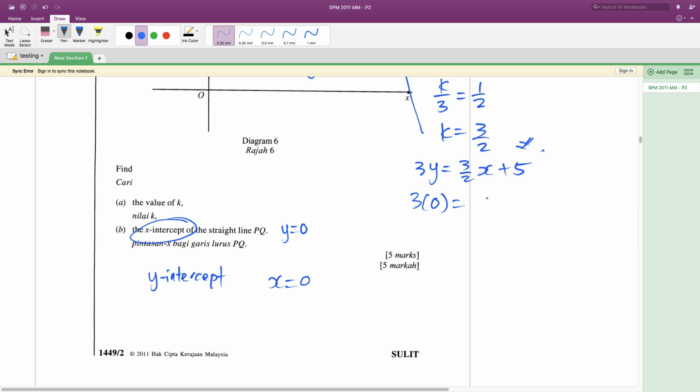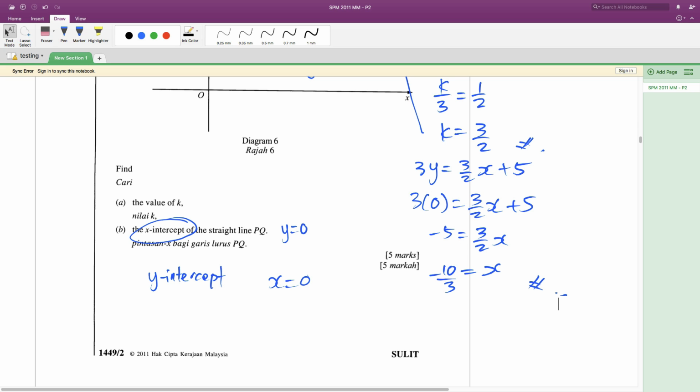3 times 0 equals 3 over 2x plus 5. Then you just solve this equation. 3 multiplied by 0 is 0. So 5 you move to the other side is negative 5 equals 3 over 2x. Then x will equal negative 10 over 3. Okay, it's very simple. So far so good.